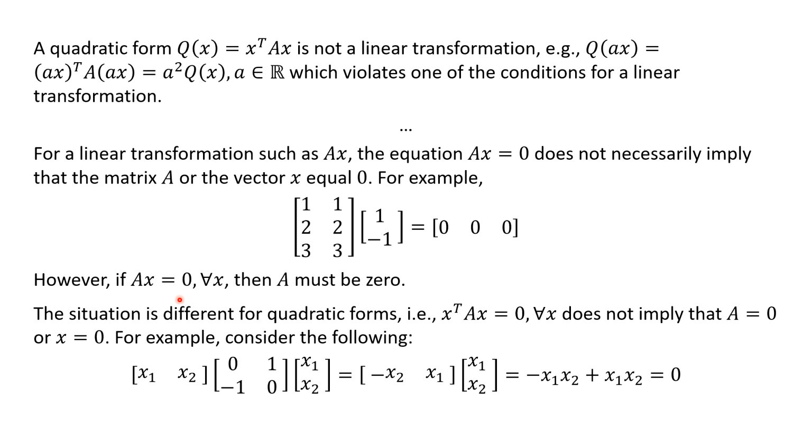However, if Ax equals 0 for every x, every x in our vector space under discussion, then A must be 0. Now, I'll talk about that more on the next slide.